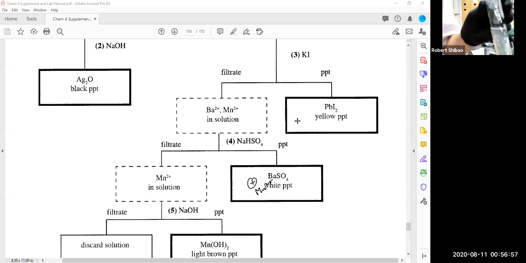And so now we're going to test for barium. Okay, so I don't do filtration here because there's nothing to filter. There's no precipitate. Maybe there is. Maybe there's a tiny bit of precipitate. Let's see.